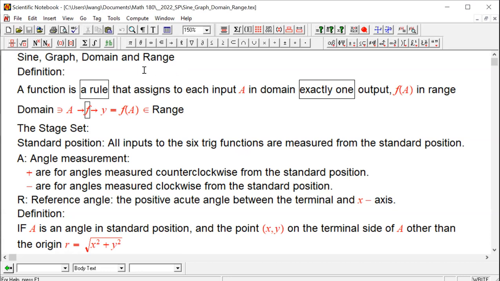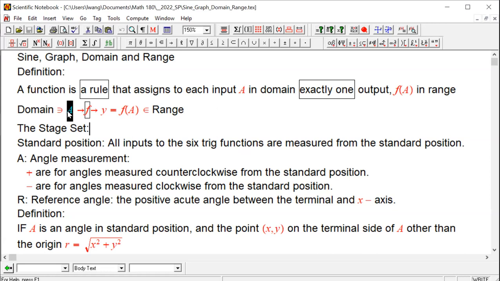and trig functions, yes, they are functions. Each one of them is a rule that assigns to each input in the domain exactly one output in the range. So in this section, we're going to study sine as a function by itself. We're going to study the domain. We know that the domain is the inputs, the collection of all possible inputs.